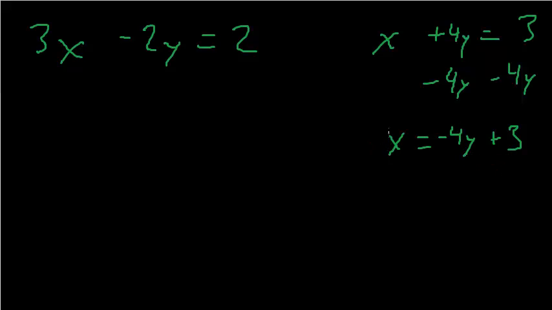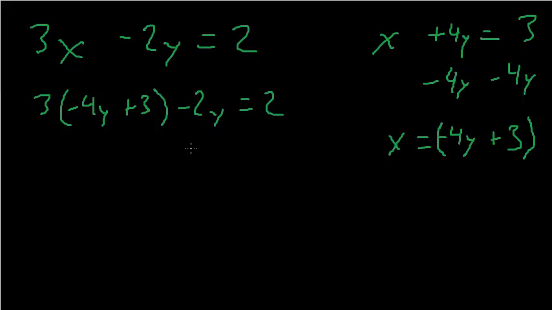The reason I do this is now I can clearly see what x is equal to in terms of y, so that I can plug in this negative 4y plus 3 into x in my first equation. So again, that is the key to the substitution method. Isolate one of the variables first, and then plug it into the other equation. So we have 3 now times negative 4y plus 3 minus 2y is equal to 2. I distribute that 3, negative 12y plus 9 minus 2y is equal to 2.